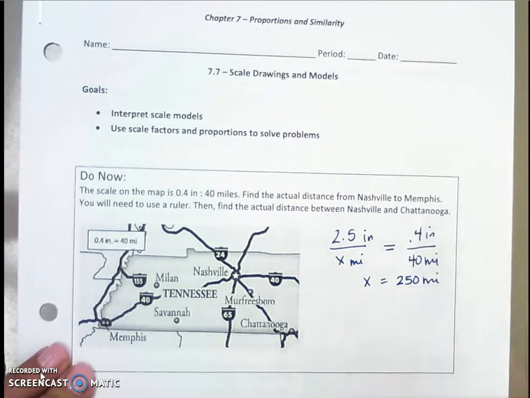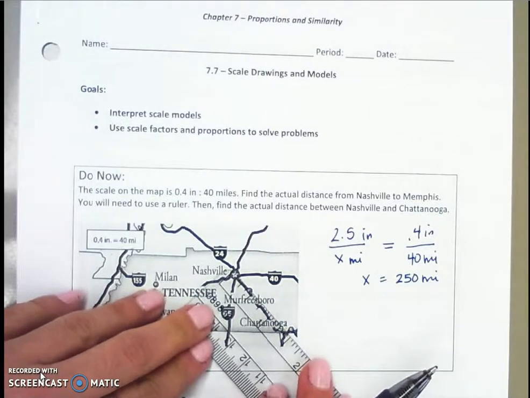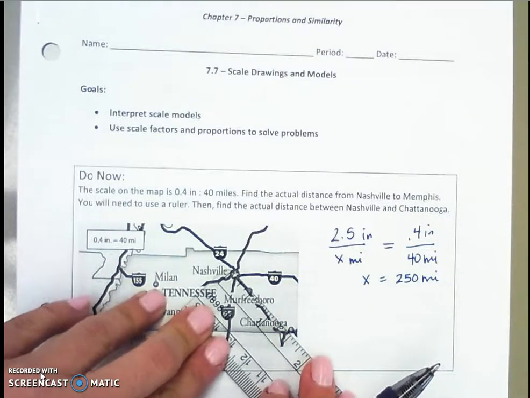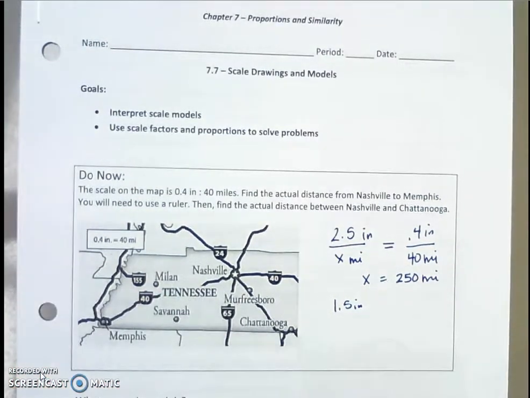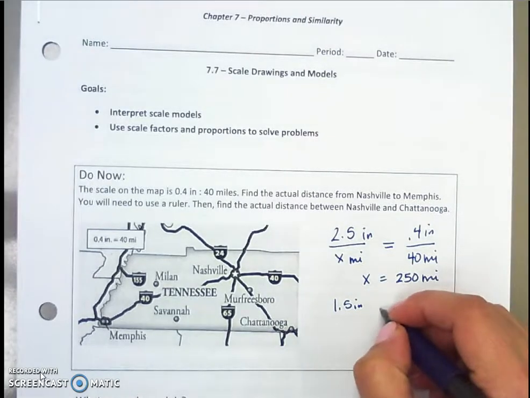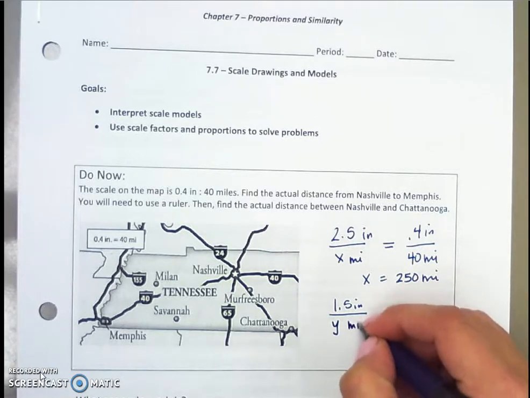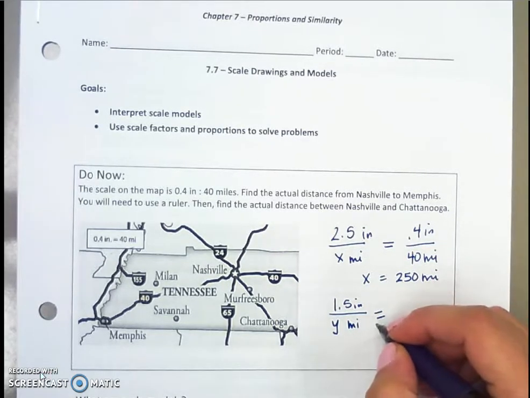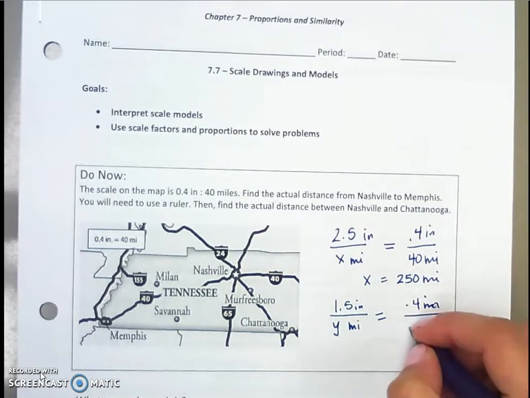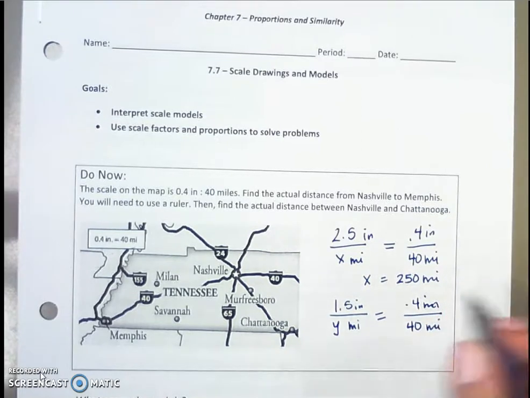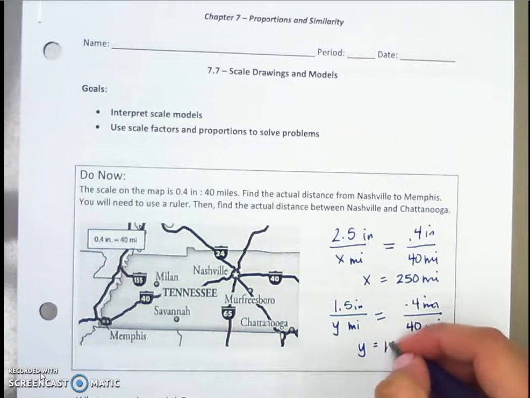Same process with Chattanooga. Nashville to Chattanooga is just about 1.5 inches. Again, we know the scales have to be the same. So 1.5 inches to wherever the actual mileage is has to be the same ratio as 0.4 inches to 40 miles. Cross multiplication again will let you solve for y and get 150 miles.